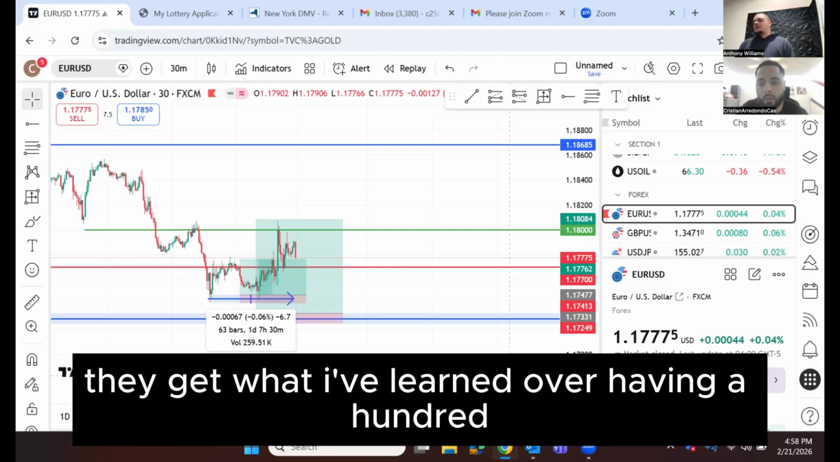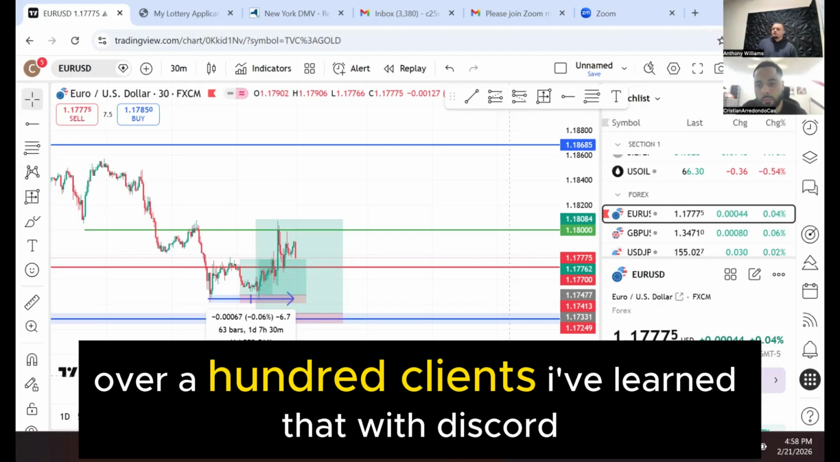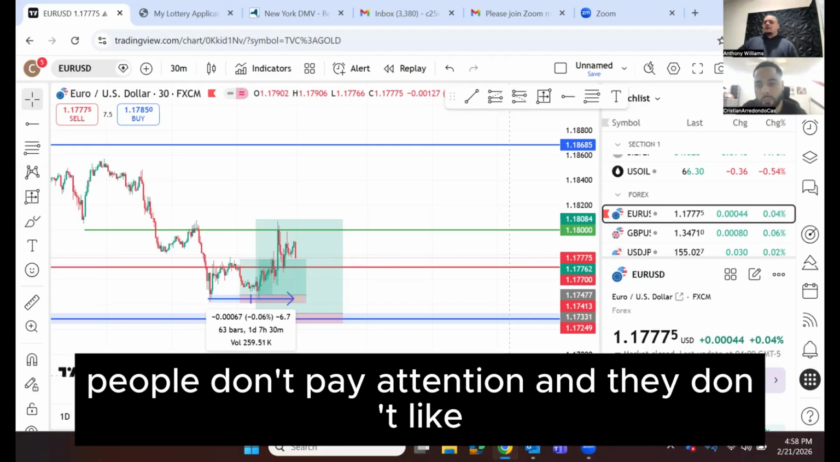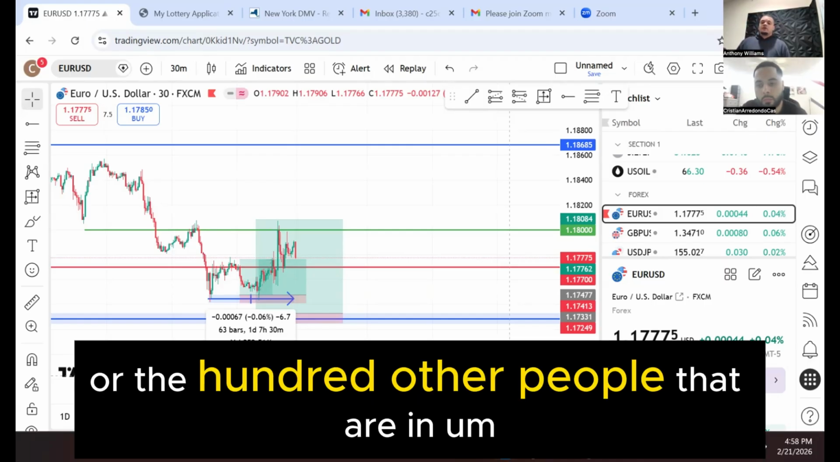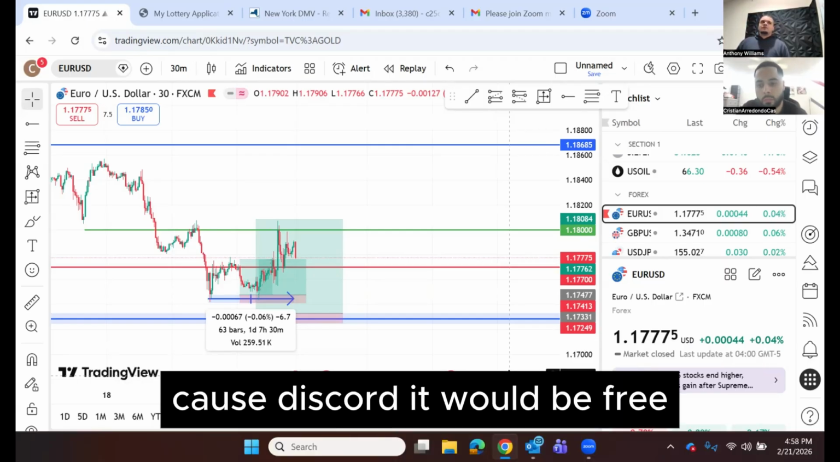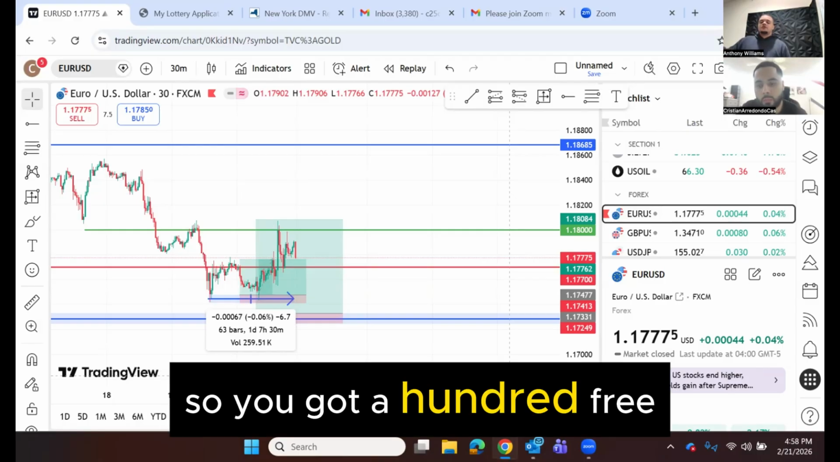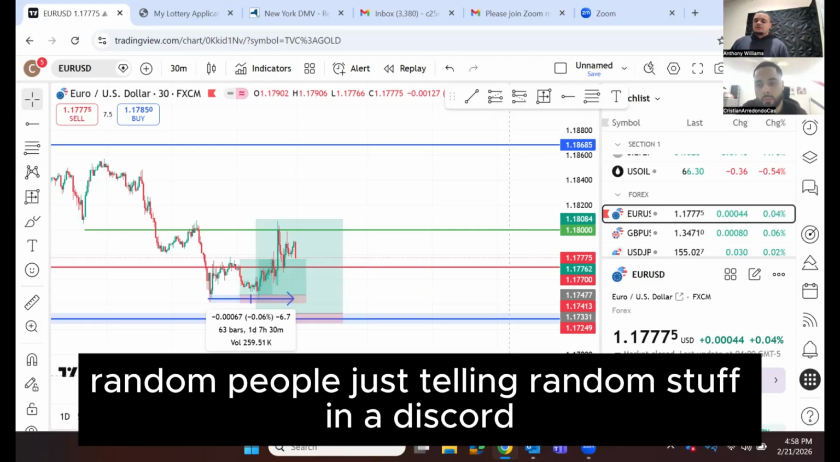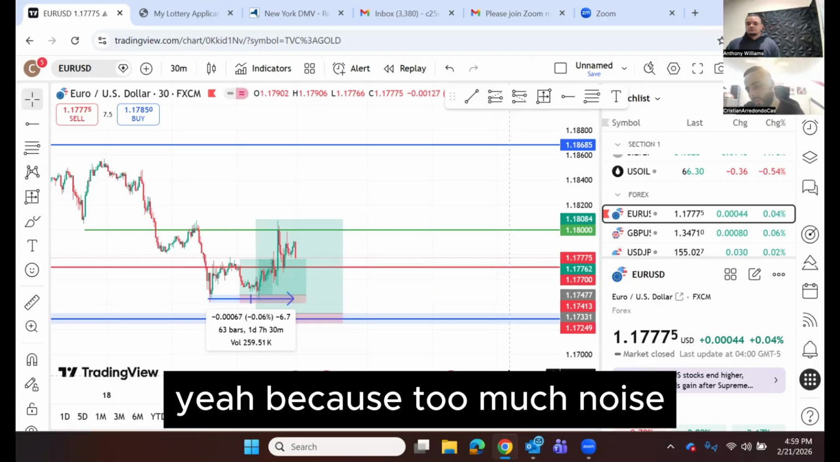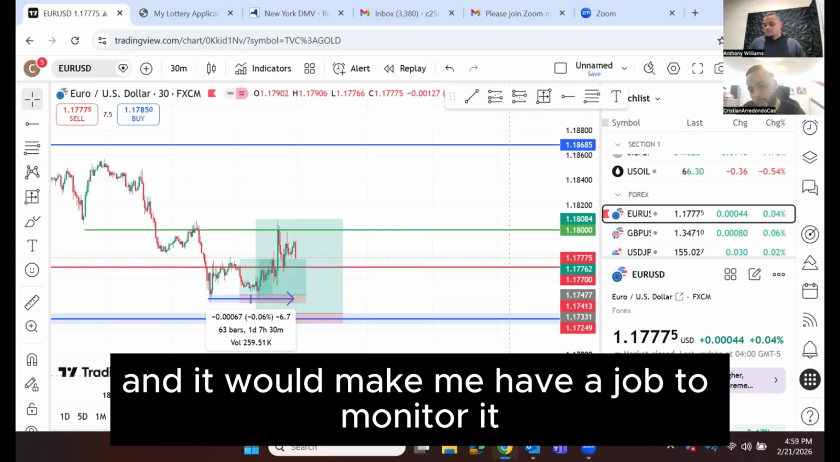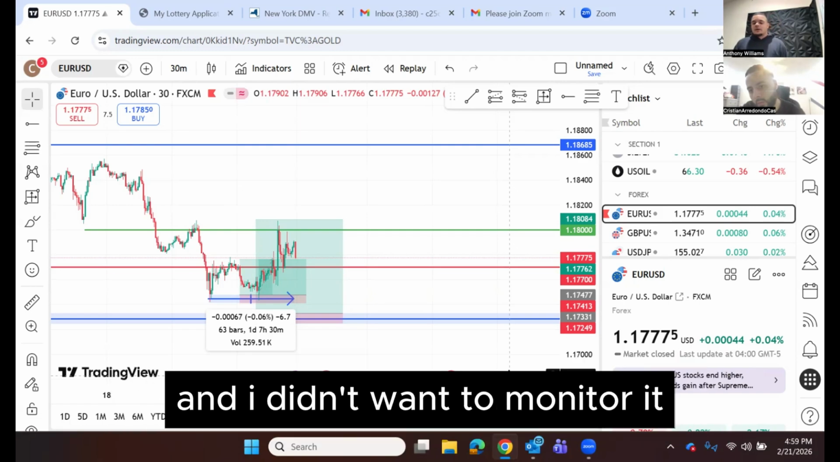What I've learned over having over 100 clients is that with Discords, people don't pay attention and they don't get profitable fast because they're focused on the 100 other people that are in the Discord. Because the Discord would be free, you've got 100 free random people just saying random stuff. It becomes too much noise, basically. It would make me have a job to monitor it, and I didn't want to monitor it.